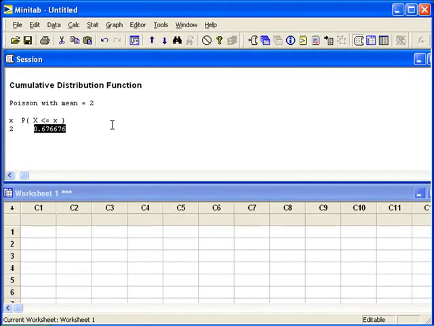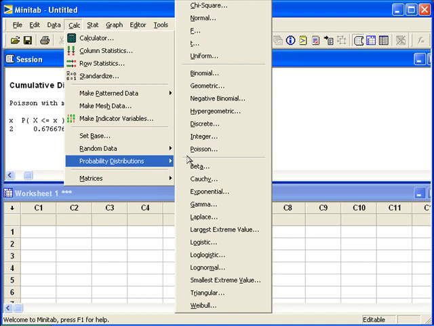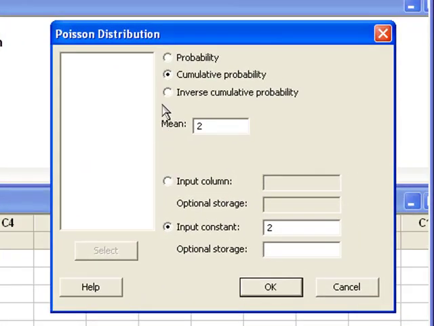Let's say we want to reverse the process. We are given the probability 0.40. What's the value of x? Well, since this probability is like a percentile, we can use the inverse cumulative function in Minitab. For the Poisson distribution, go back to Calc, Probability Distributions, Poisson, and we'll select Inverse Cumulative Probability.